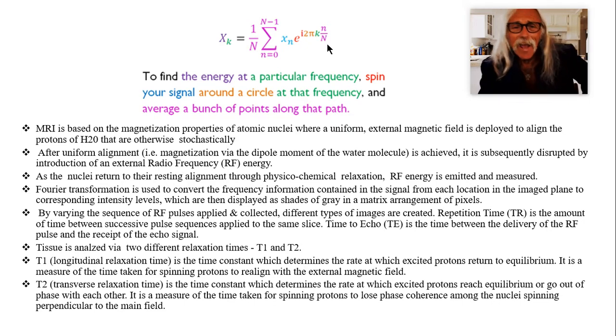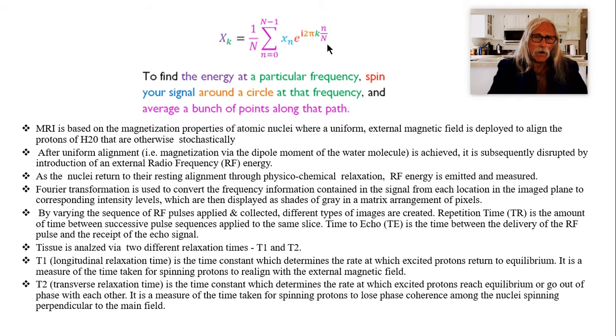So to find the energy, those are the purple terms in that equation, at a particular frequency, those are the green terms, spin your signal around a circle at that frequency. This is what MRI is going to do. And average a bunch of points along that path. That's how the Fourier transform mathematics works behind the MRI.